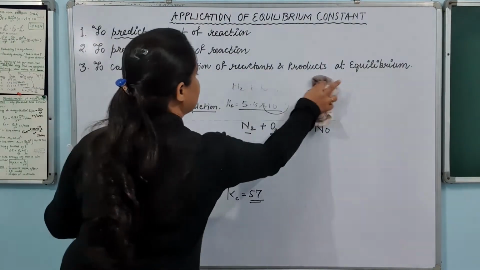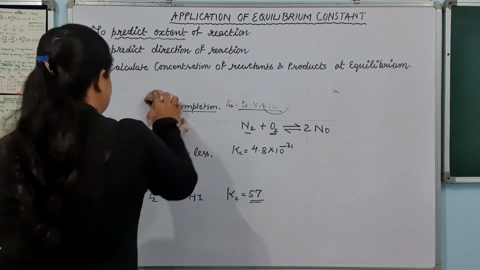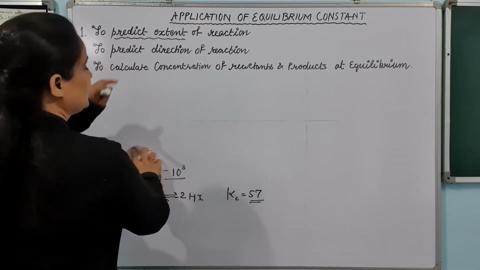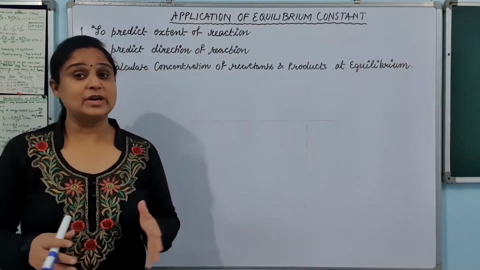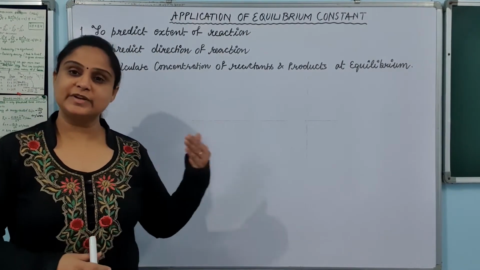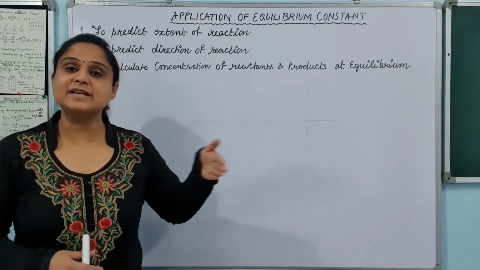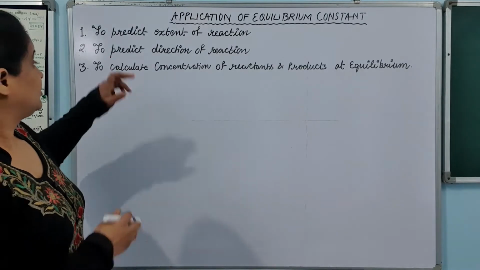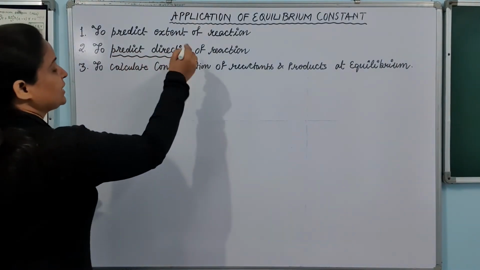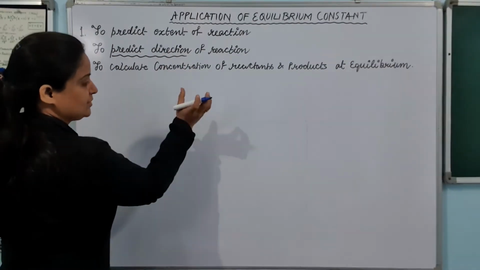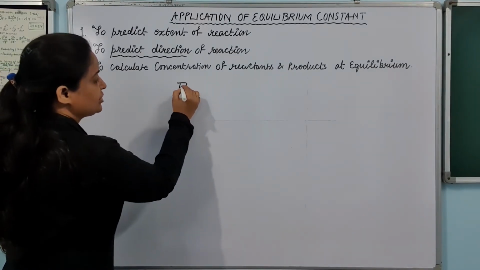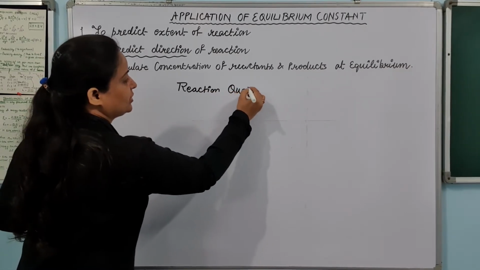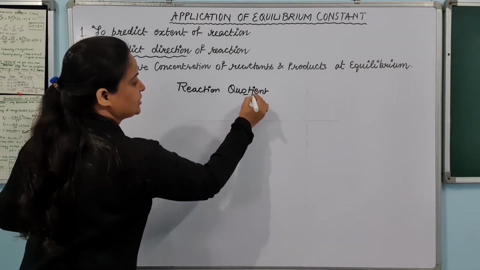Let's talk about the second application. How are we going to apply the knowledge of Kc in knowing something else, and that something else is to predict the direction of the reaction. So are you ready to predict whether your reaction is moving in the forward direction to make the product or it is coming back to give you the reactant? We should start predicting the direction, but before that we have to know one more special term, that is reaction quotient. Now what is reaction quotient?